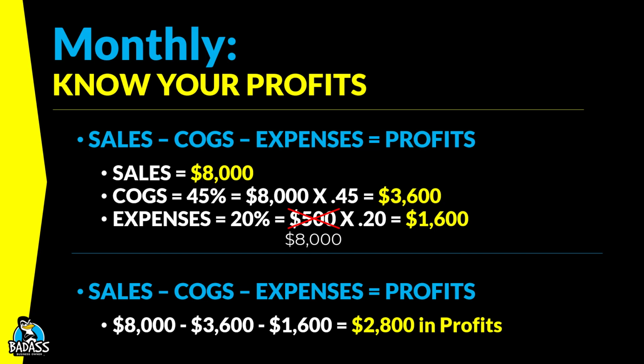So before you even do any kind of sale, if you know about what you're going to do in sales, you can figure out the potential profits that you're going to have for the month. And if you're saying, hey, well, I need to make $3,500 in profits, you can actually do this backwards. Once again, different video, different day, but you can see how they all work together. Sales minus cost of goods minus expenses equals your profits.